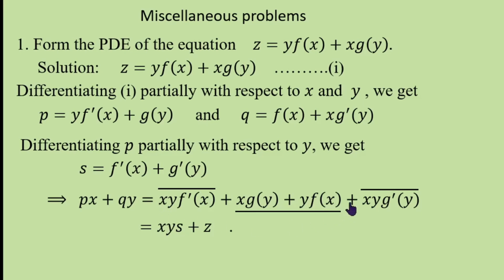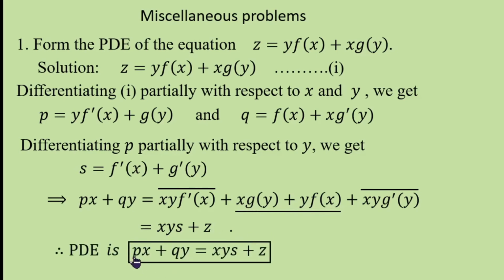See this, xy is taken outside. f dash of x plus g dash of y is nothing but s. xy s plus y f of x plus x g of y is z. And hence the required PDE is px plus qy equal to xy s plus z.